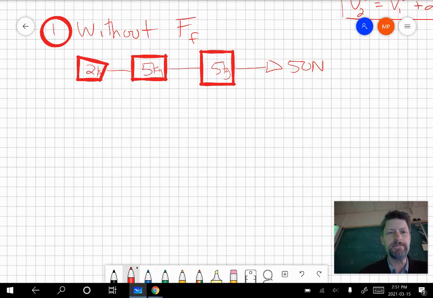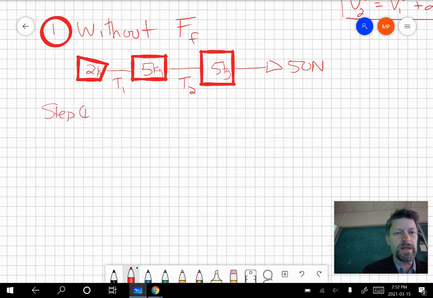That's your starting point. So the goal is to find the tension in the strings. Let's call this T1 and this T2. Usually forces are capital F for the symbol, but for tensions I use a capital T. But it doesn't matter. You could use an F as well, F1 and F2. So step one in finding those tensions is always to find the acceleration of the system.